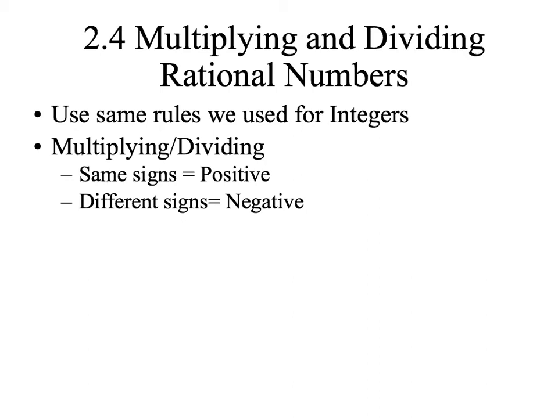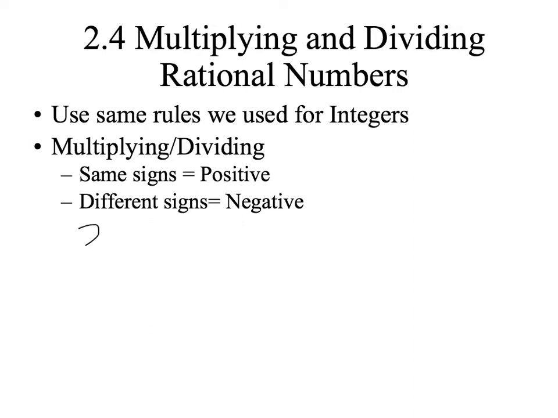2.4 multiplying and dividing rational numbers. As we've been saying with all rational numbers, we always want to use the same rules that we use for integers. The big thing to remember is when you're multiplying and dividing and you have same signs, you want to have a positive answer. When they're different signs, use a negative answer.